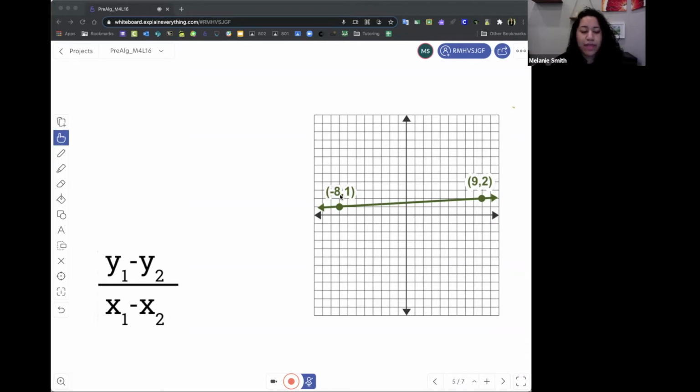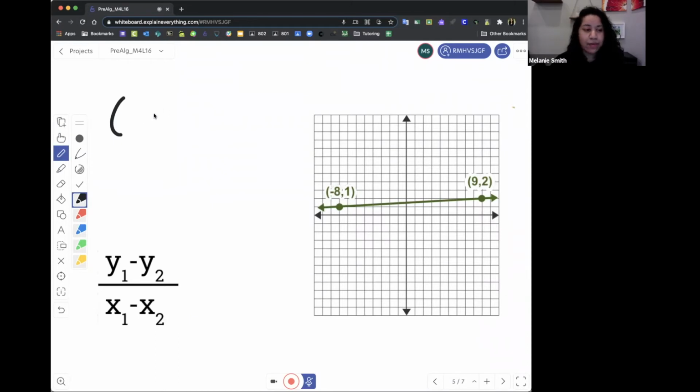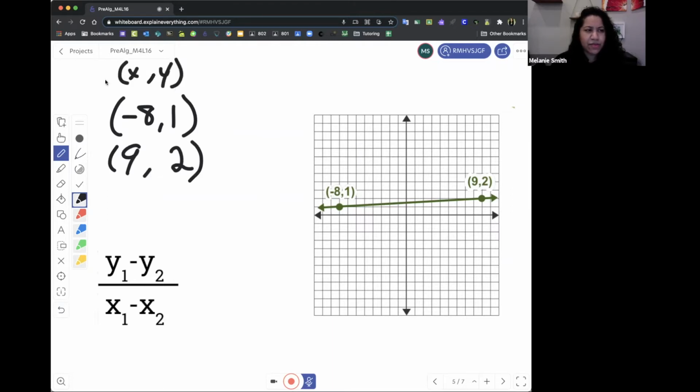Okay, so given a graph like this where I have 2 points on it, I like to rewrite my points so that they're right above each other. So I take the points on my graph and I rewrite them over here. So we have -8, 1, and then I've got 9, 2. And I'm giving myself a reminder that the x value is what goes first. It's the x and then the y values. Okay, and then I like to circle, because I'm going to be subtracting the y values. So I circle the y values on my page, and then I circle the x values because that's what I'm going to be subtracting there.